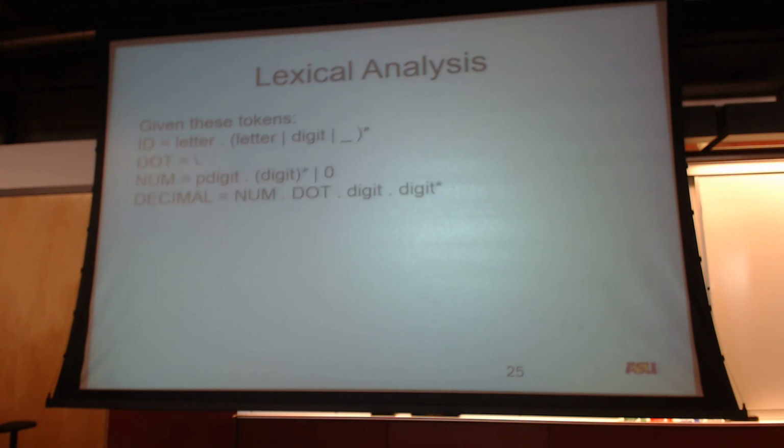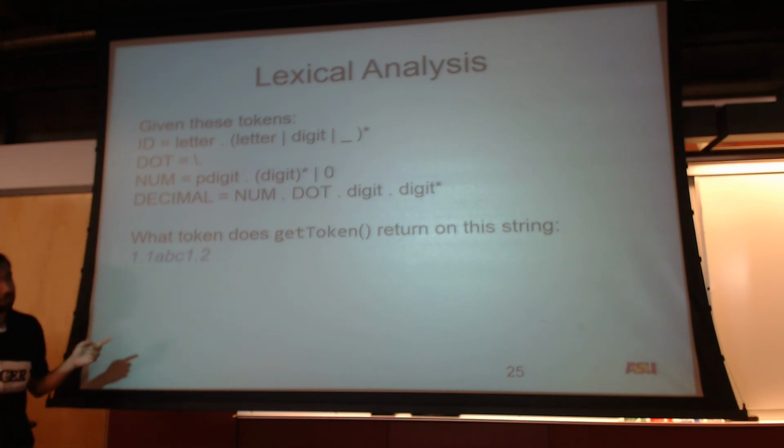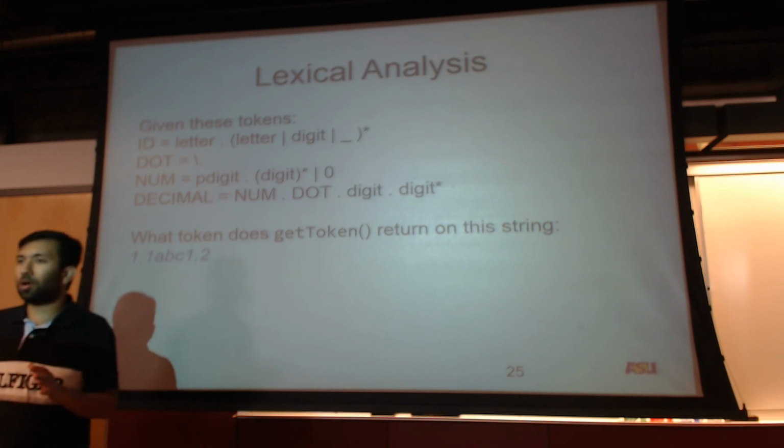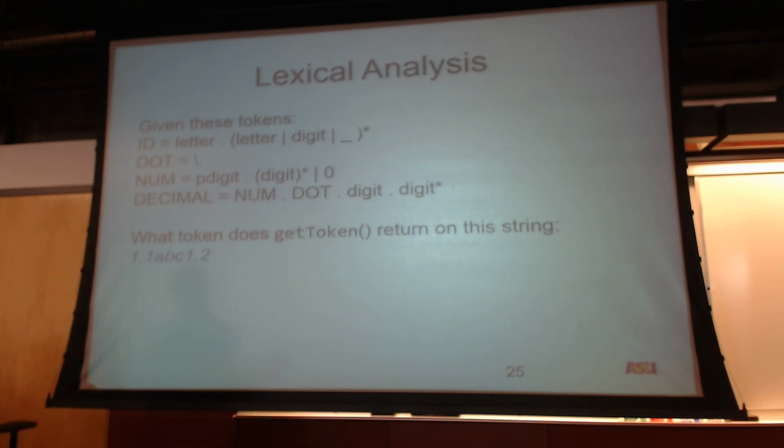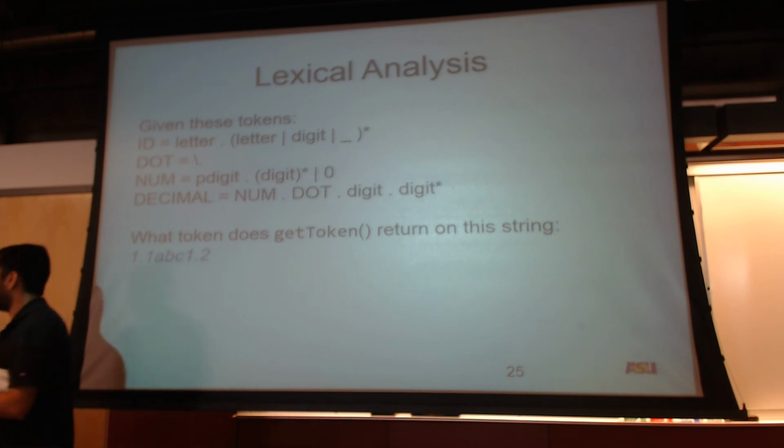So now let's say we have this regular expression expressing tokens. Now let's see some example. So when you call getToken, what do you get? What token does getToken return on this string? You have to tell me all the tokens that getToken will return on this string.